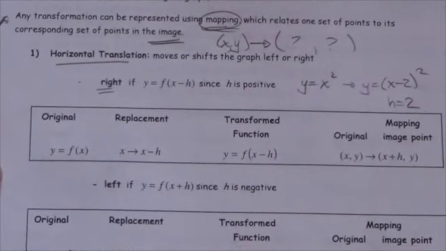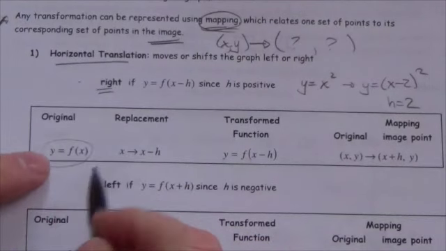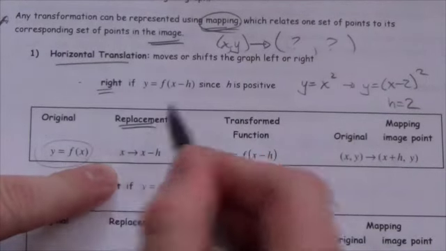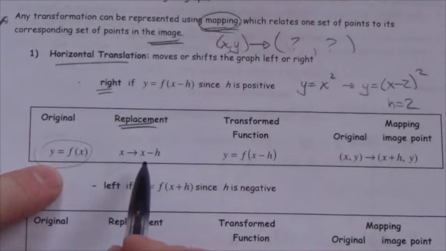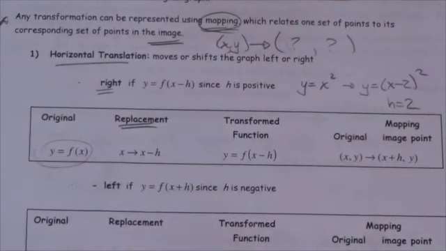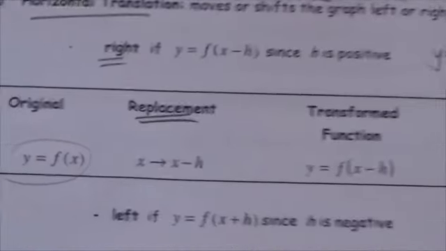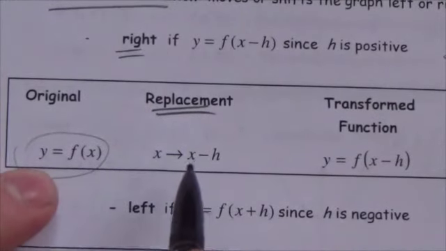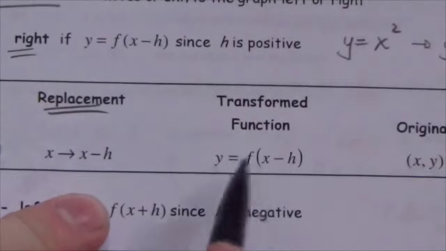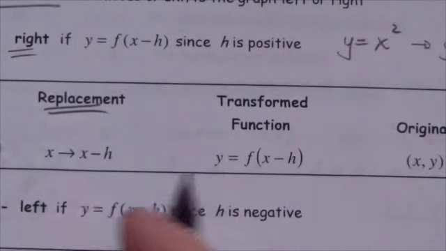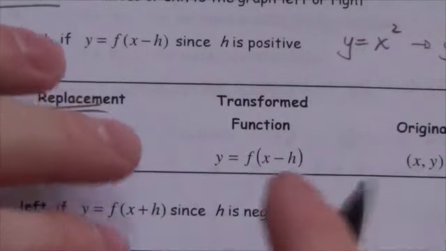So now, the different ways we can look at this is we start with the original function, and in this function, we are going to replace the independent variable with x minus h. This becomes my new independent variable, x minus h. So inside the function, that looks like this. But how does that affect the actual graph? This is the function.